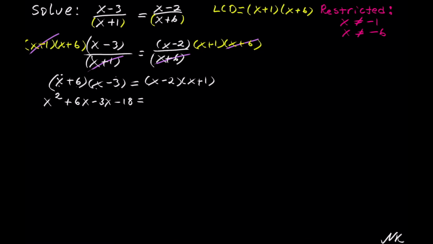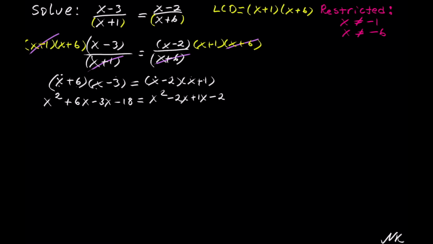Let's multiply this through as well. So we get x times x, which is x to the second. Negative 2 times x, minus 2x. 1 times x, plus 1x. Negative 2 times positive 1, we have minus 2.